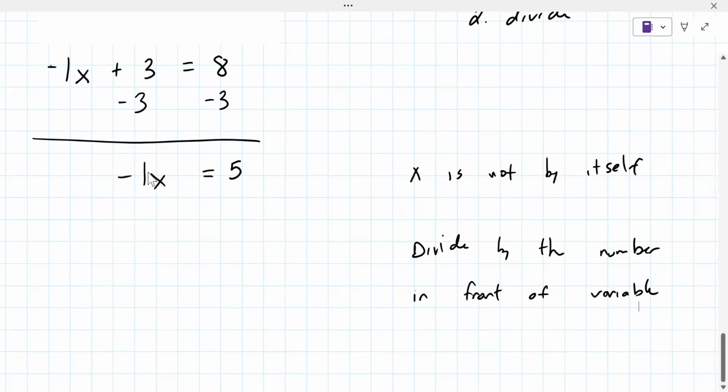Negative 1. Yes. I said that for the first try and you said no. You did not say that, Sarish. If you did, I wouldn't have gone through that. So what is 5 divided by negative 1?